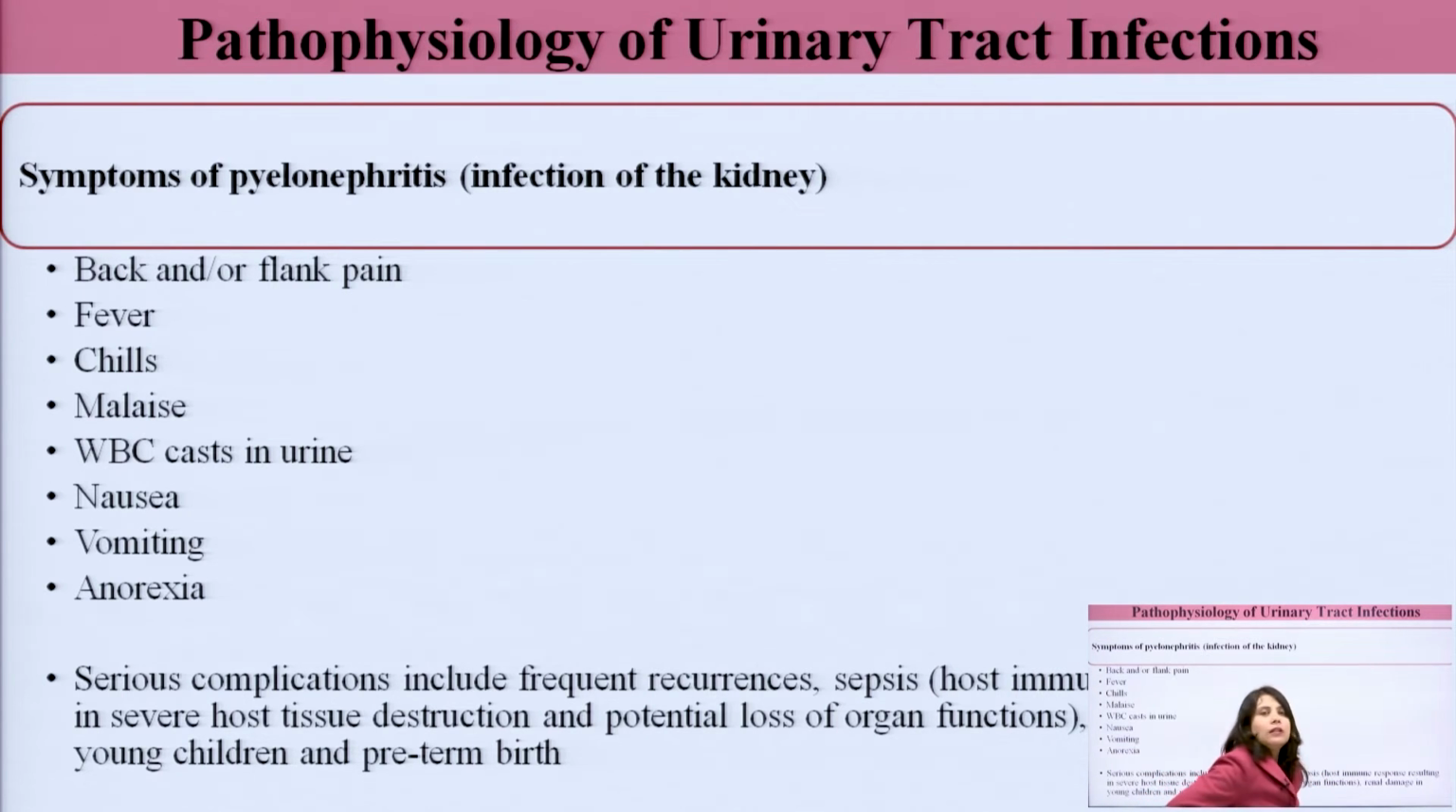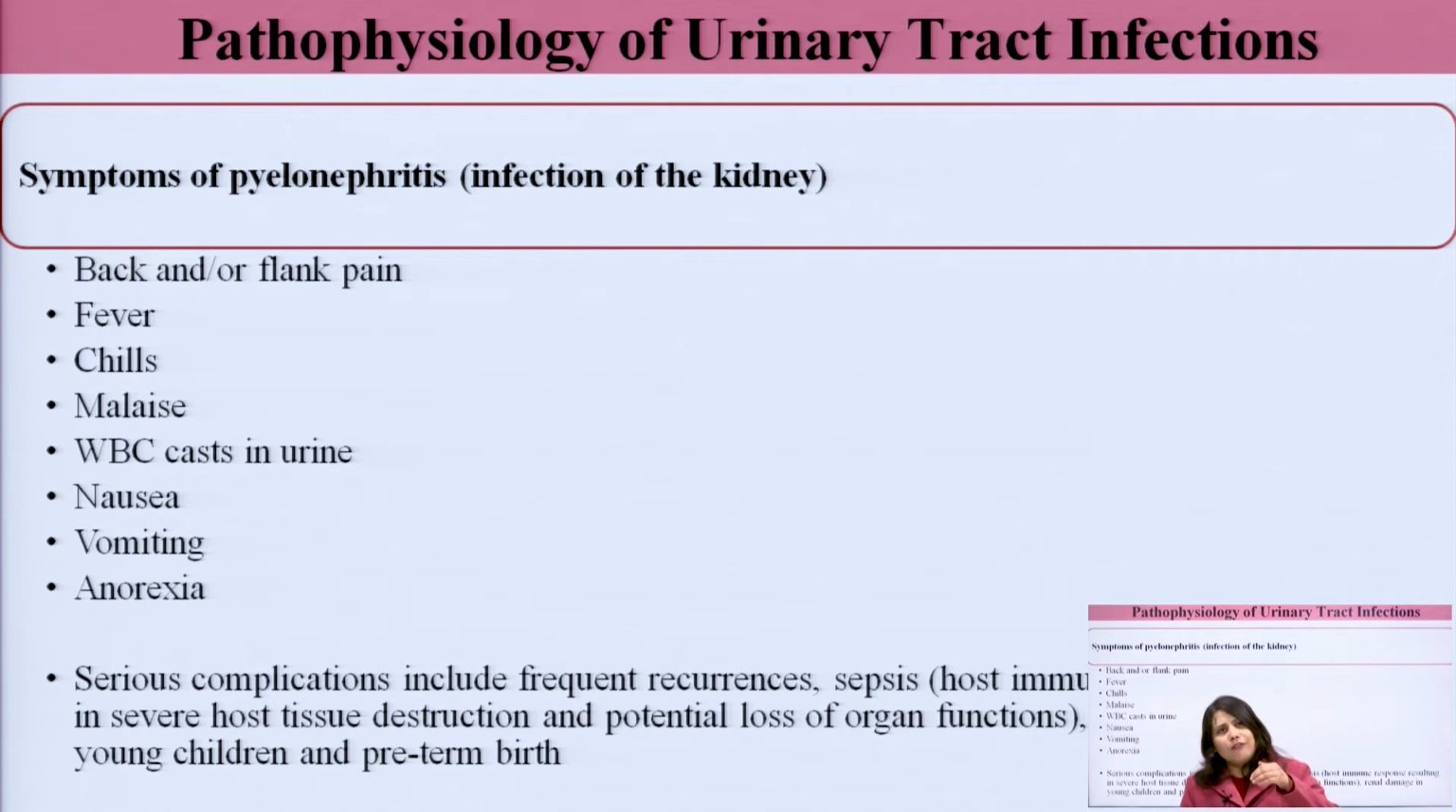Back pain, and when we talk about flank, it is basically this region, the waist region, where you keep your hands. The pain can be felt here. All right, this is basically where the kidneys are located. Then there are fever, chills, malaise, WBC casts in urine.